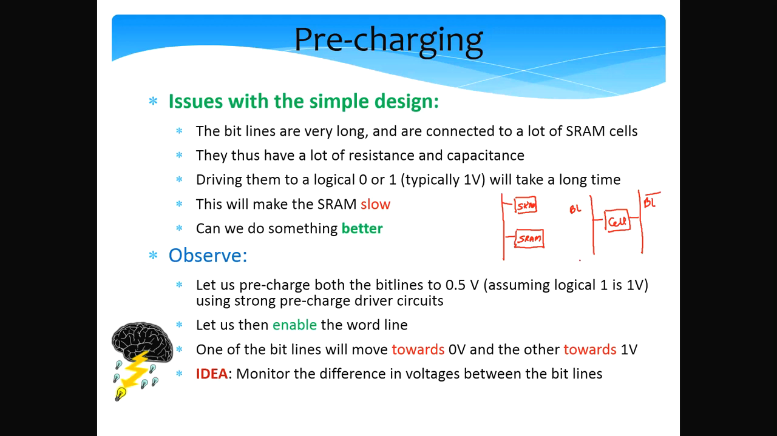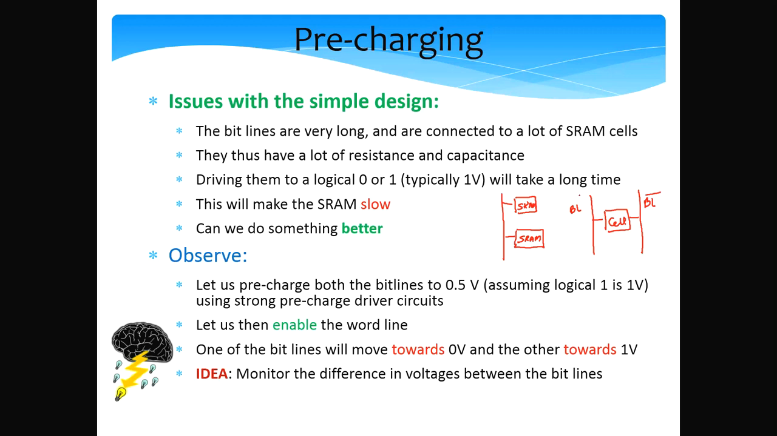The reason writing is not slow is because we can connect very strong write driver circuits to the BL and BL bar bit lines, right? D is for driver, such that you can quickly drive them to a logical 0 or logical 1. But that is not the case when you are reading. The reason is that this small little SRAM cell has to drive the voltages of the bit lines to either 0 or 1.